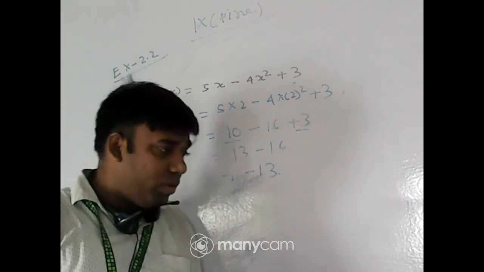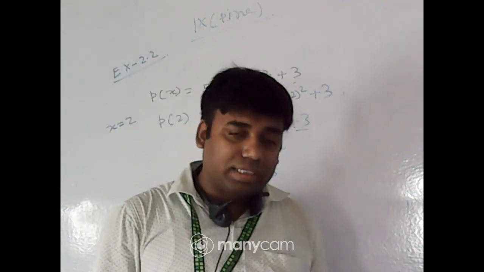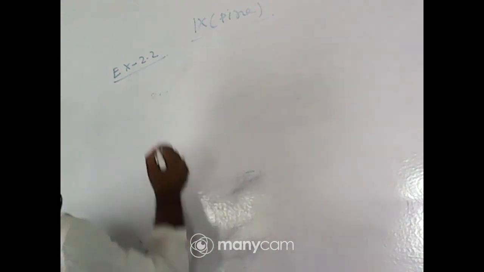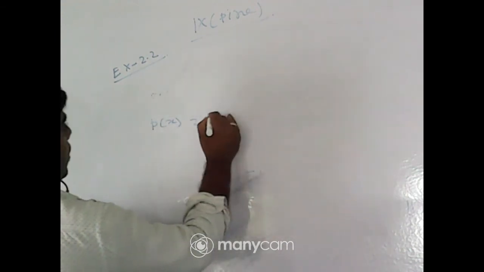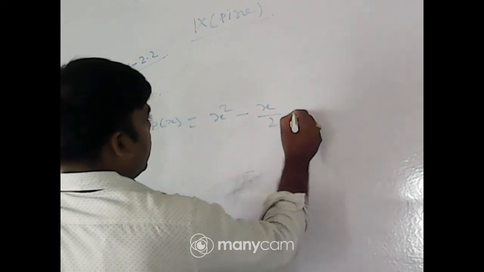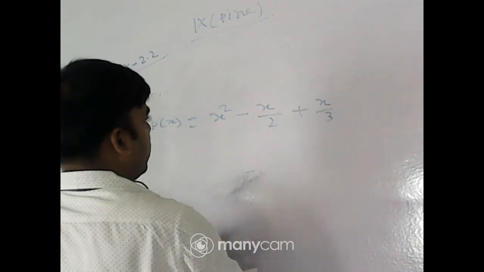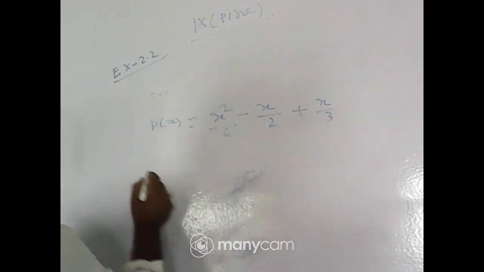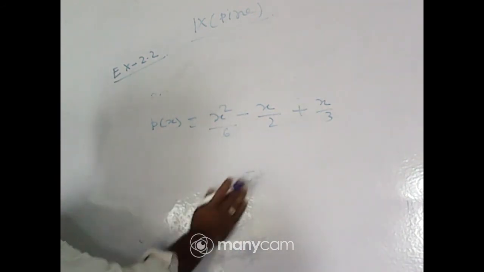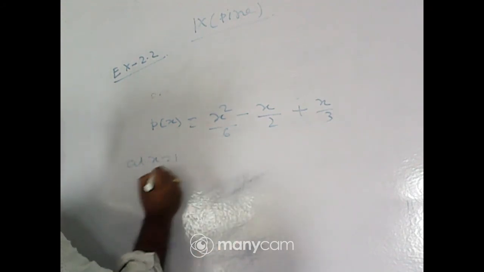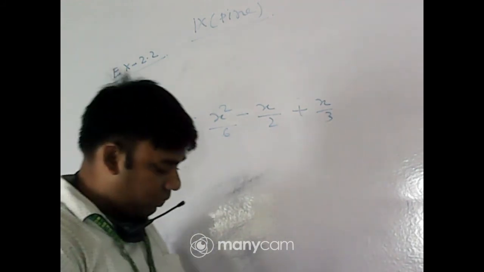So students, today I have solved only these three, and the last sum from my side, solve it quickly. I want to see who can solve. x square minus x by 2 plus x by 3 by x by 6. Find the value of this at x equal to 1.